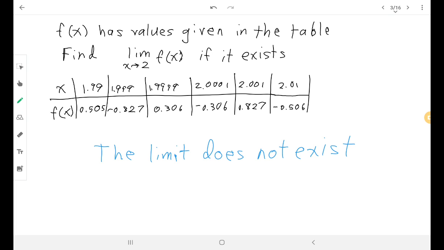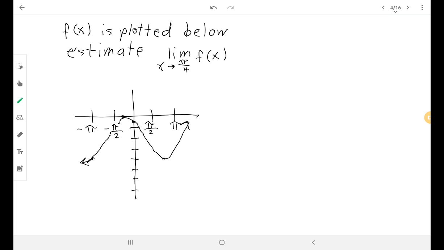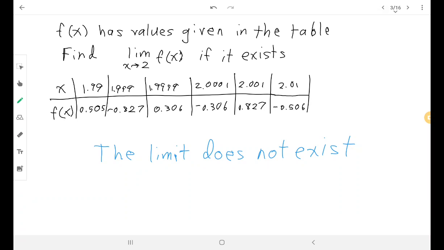And we have to go with what we see from this table. You might even be more accurate to say it appears that the limit does not exist from the table given. But in general, in this one, it looks like the limit does not exist. All right. Well, let me give you a moment to look at that before we move on to the next problem.